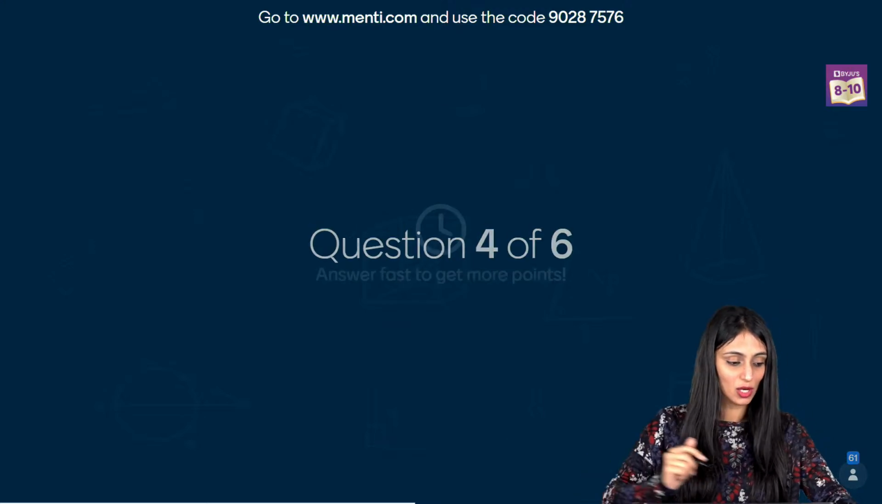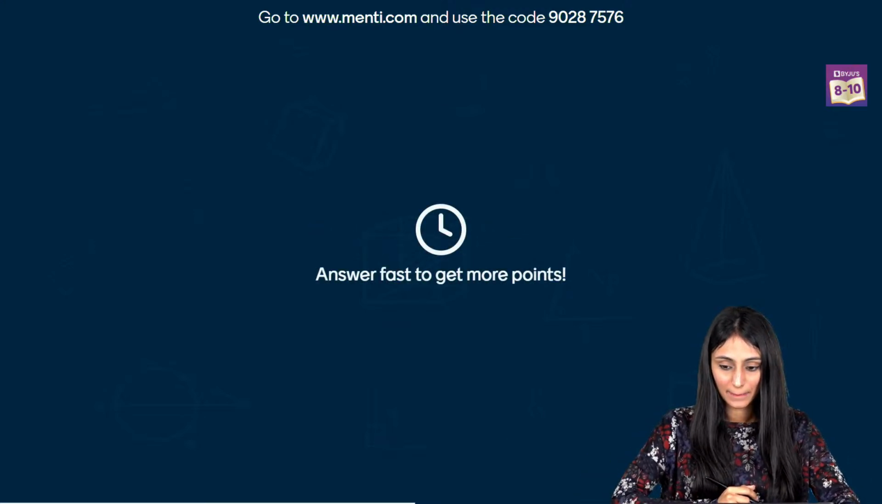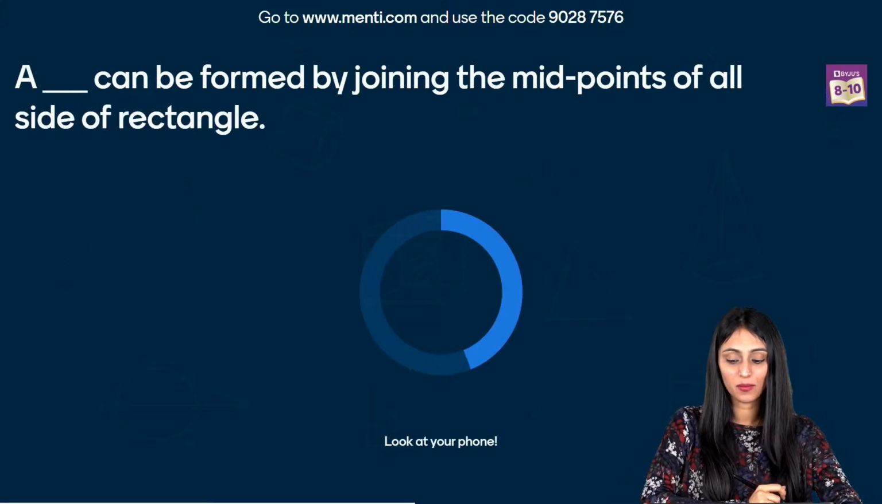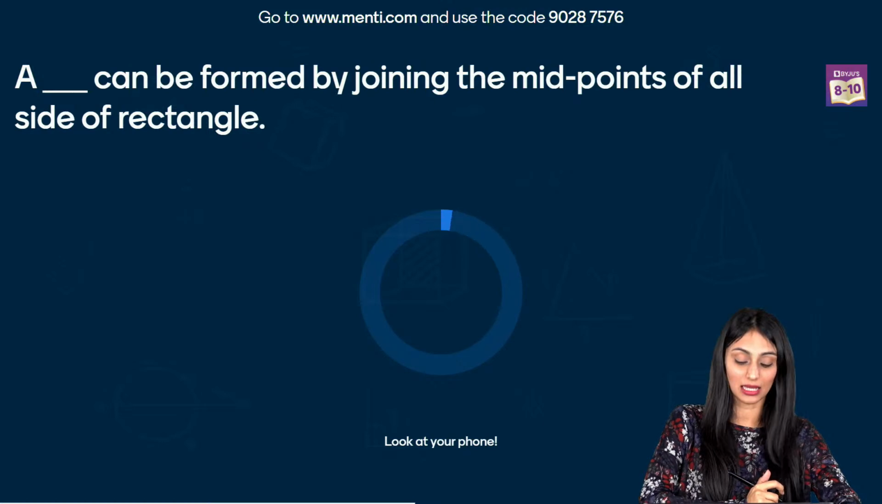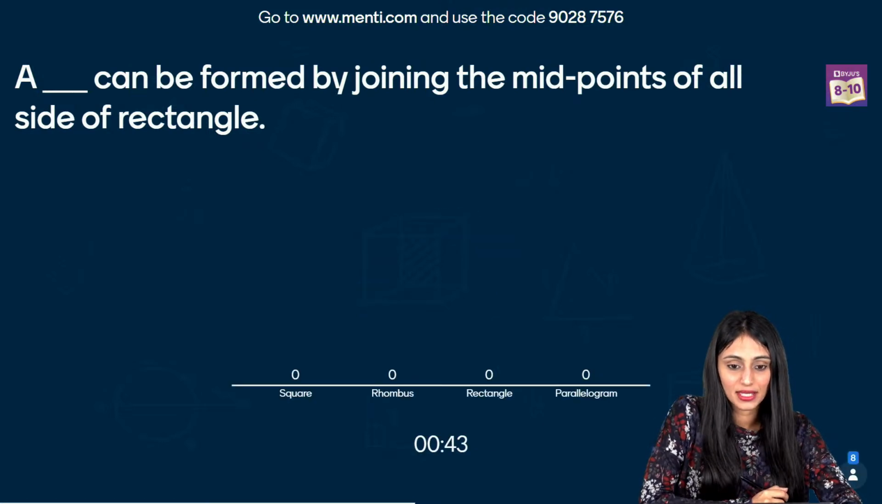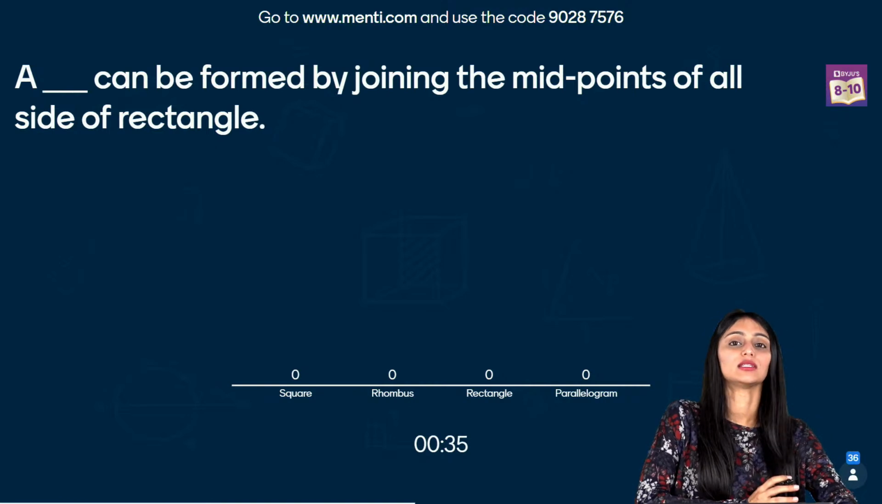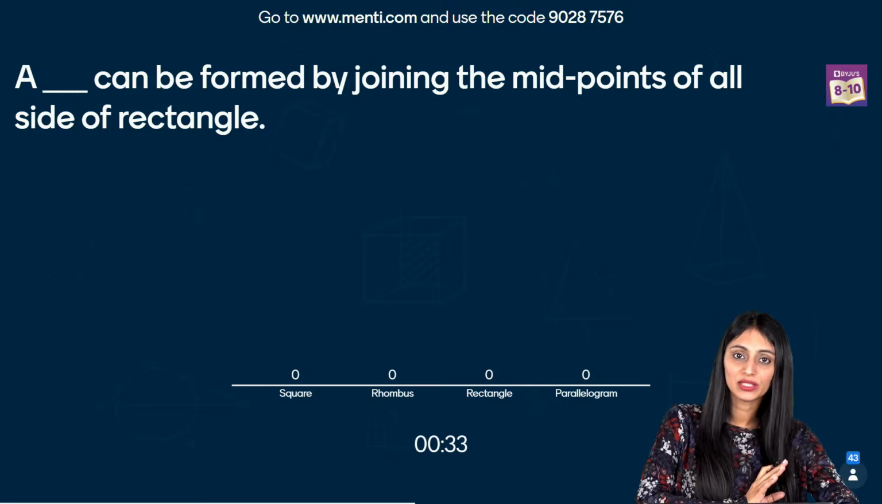So, we have question number 4 now. Alright, so a dash can be formed by joining the midpoints of all the sides of the rectangle. 45 seconds you have. Shreya, you got 2 of them wrong. So out of 3 you got 2 wrong. See, practice well. Maths is a subject that you will learn only with practice.